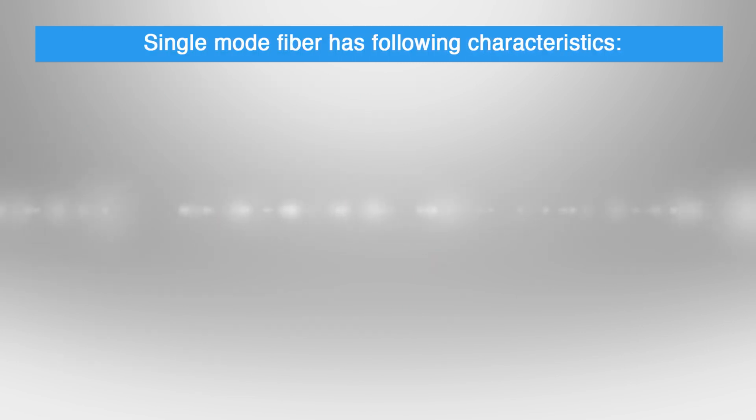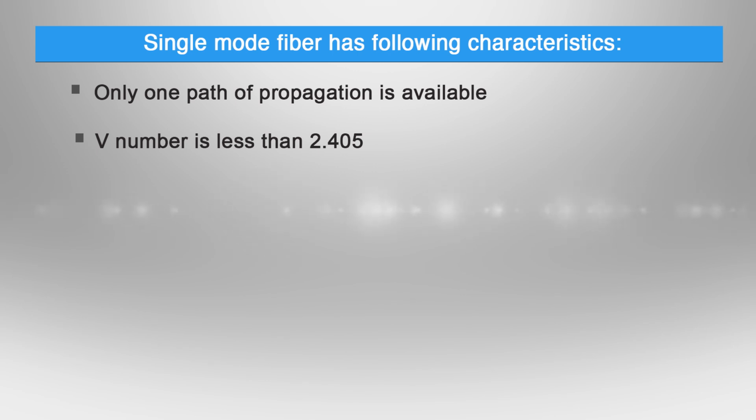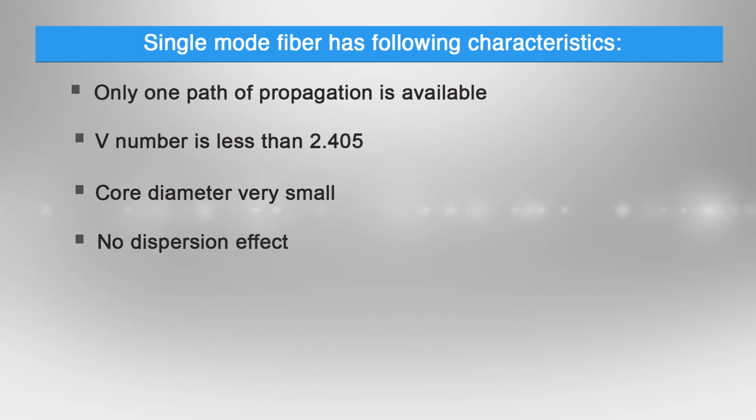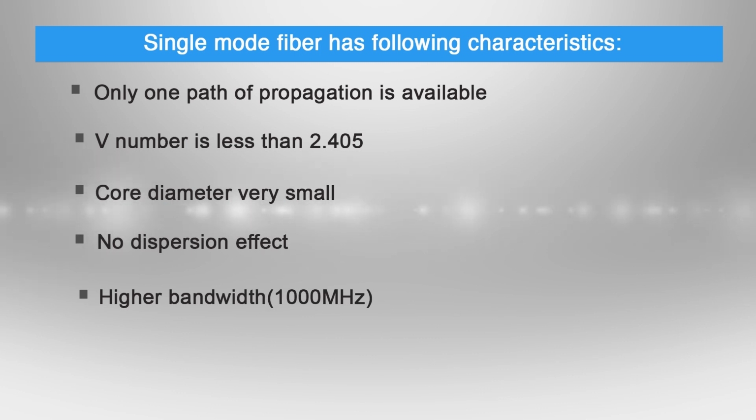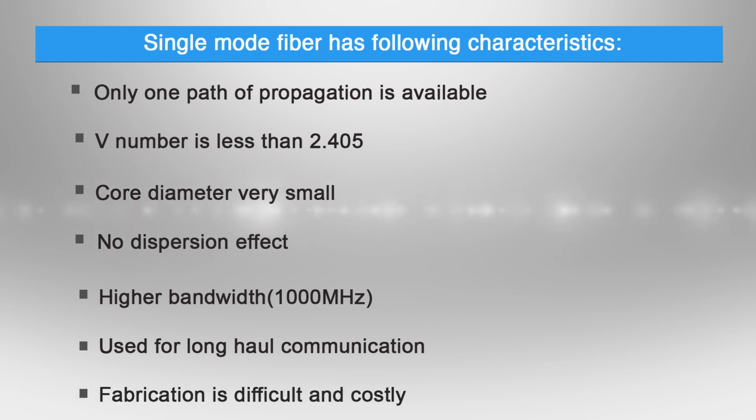Single mode fiber has the following characteristics: it has only one path of propagation, it has a V number less than 2.405, the core diameter is very small, there is no dispersion effect, higher bandwidth of approximately 1000 megahertz, used for long haul communication, fabrication is difficult and costly.